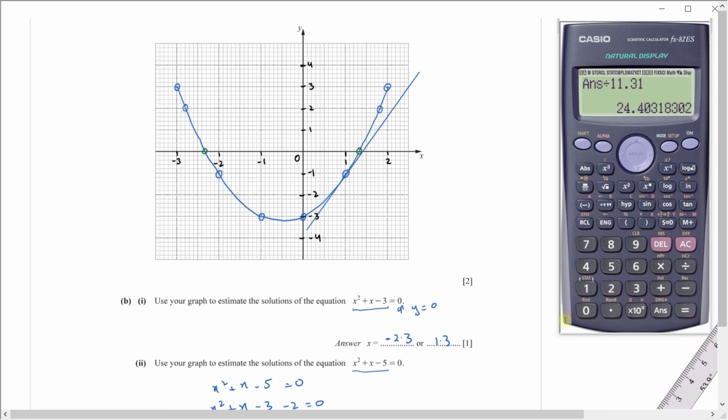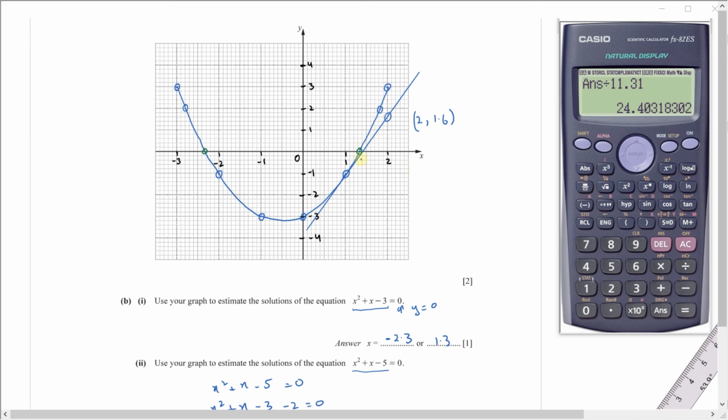So now I can take any 2 points on this line to calculate the gradient of the curve at this point. So let's take this point here. The x value here is 2 and the y value is 1.6. And let's take the value at the point where this straight line intersects the x-axis. So your x value will be 0 here.